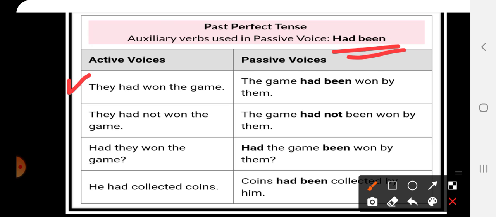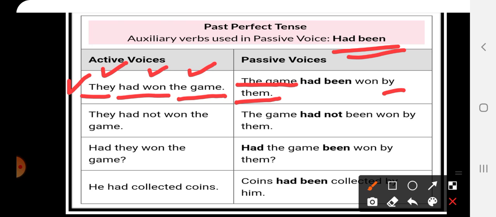So first example, they had won the game, subject, verb, object. That got changed here. They, that was subject, became the object of passive voice. The game, that was object, became subject of passive voice. The use of word by before the object. Won is already the third form of the verb, so it will be used as it is. And then the auxiliary verb, there is no choice to use any other auxiliary verb here. So simply in past perfect tense we will use had been in passive voices.